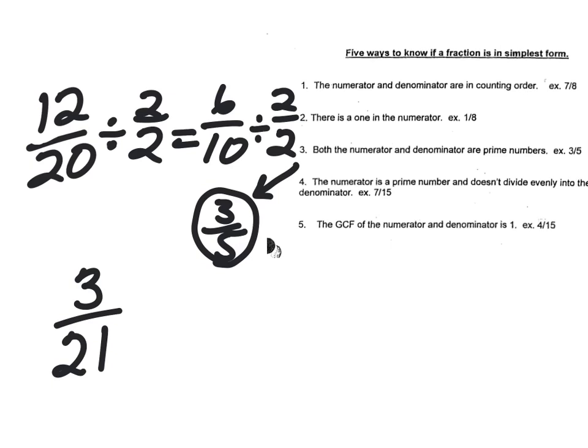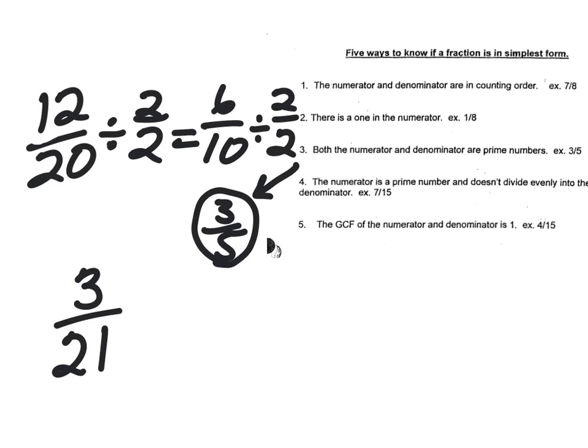So let's look at rule number 2. It says there is a 1 in the numerator, like 1/8. Okay, so 1/8 has got a 1 in the numerator. That is another good way to spot a simplified fraction. Still not us, though. Look at 3. Both the numerator and denominator are prime numbers. Their example is 3/5, which is exactly what we have.